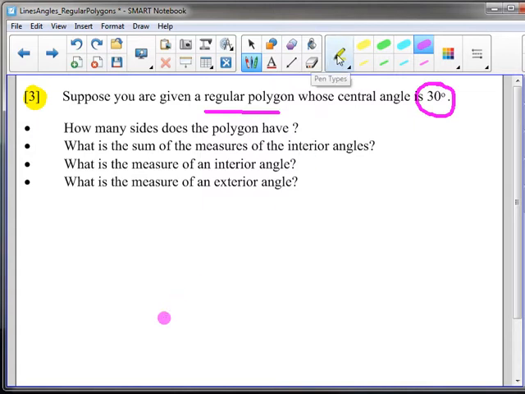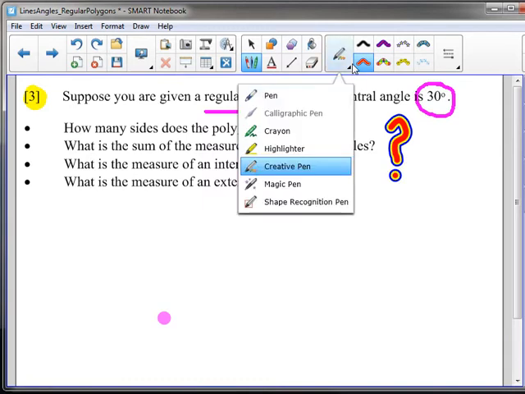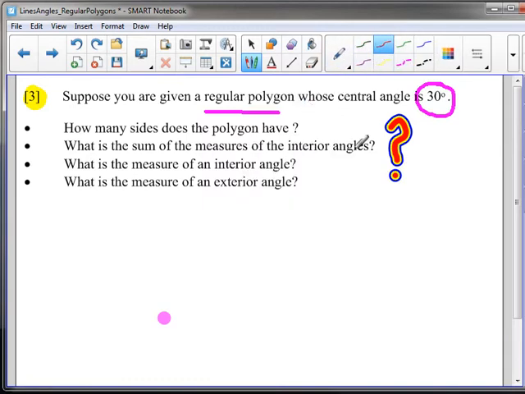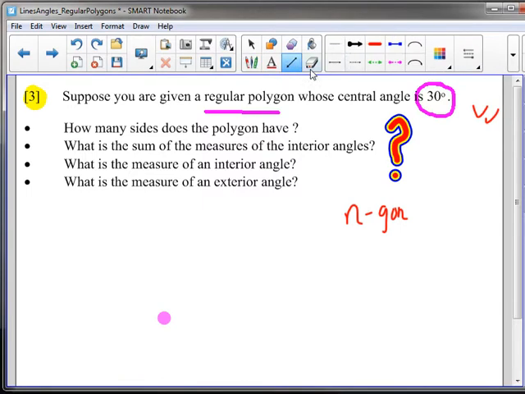So I guess the real problem I have with number 3 is, I don't know how many sides it has. It says it's a regular polygon, but to me it's just an n-gon because I don't know how many sides it has. But we can find out, because if you know that the central angle is 30 degrees, and you're thinking, well, how does that help me? Well, go ahead and sketch it out, right?